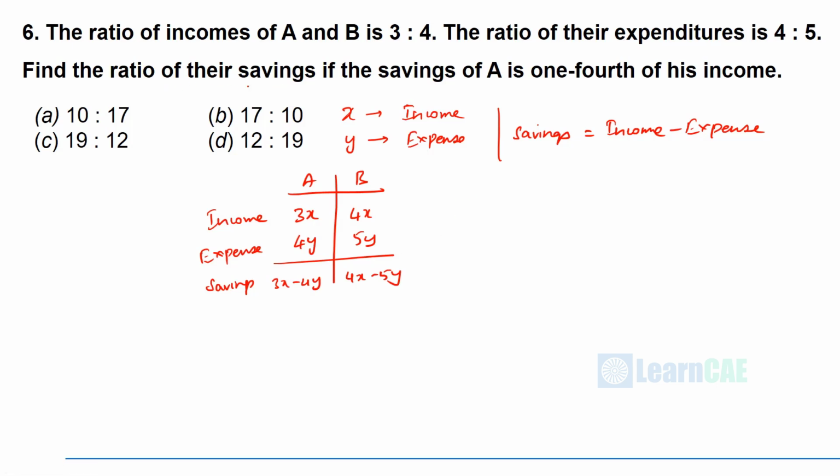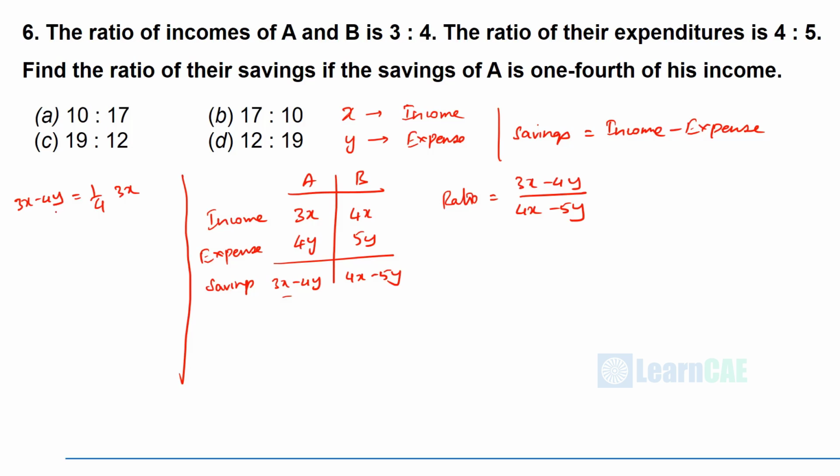They are asking to find the ratio of their savings. So the ratio is 3x minus 4y divided by 4x minus 5y. Okay. They are given a condition that the savings of A is 1/4 of his income. Okay, let us solve it separately. The savings of A, that is 3x minus 4y, this value. This is equal to 1/4 of his income, that is 1/4 of 3x.